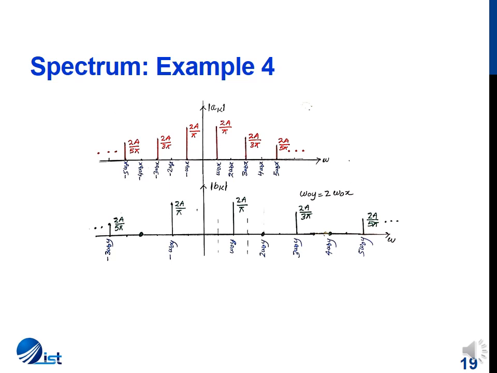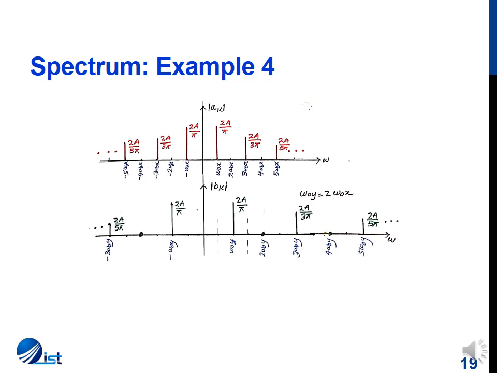However, their location on the omega axis changes. Initially, the value 2a by pi was on omega naught x, and 2a by 3 pi was on 3 omega naught x, and so forth. Now the value 2a by pi will be on omega naught y, 2a by 3 pi will be on 3 omega naught y, and so forth.